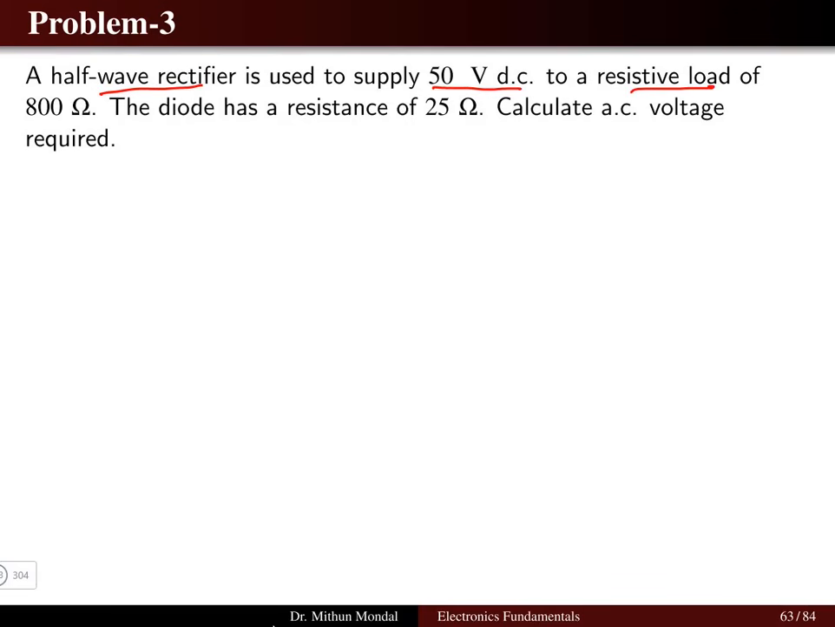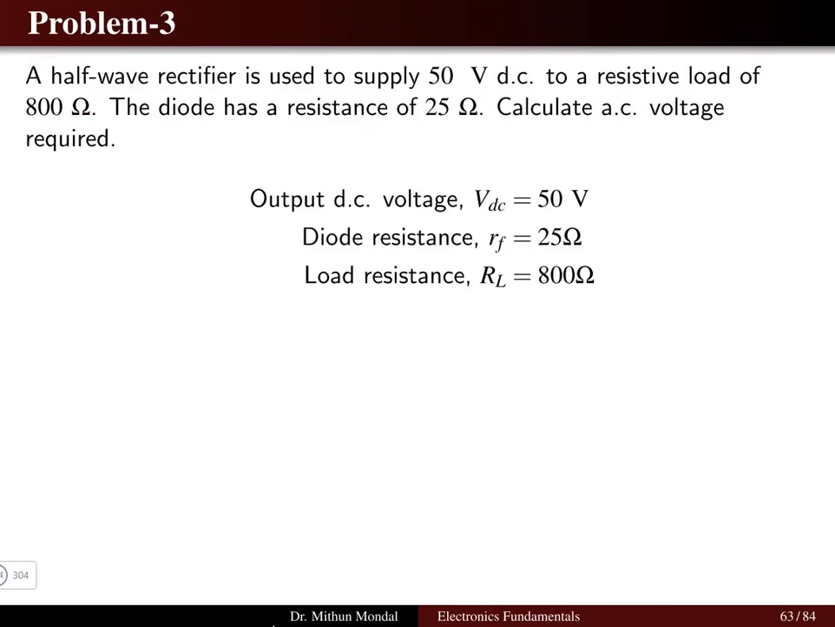Now if we have a half wave rectifier which is supplying 50 volt DC to a resistive load of 800 ohms, the diode has a resistance of 25 ohms. Calculate the AC voltage required. How much AC voltage is required by the diode. So these are the given data for the problem: VDC, RF and RL.